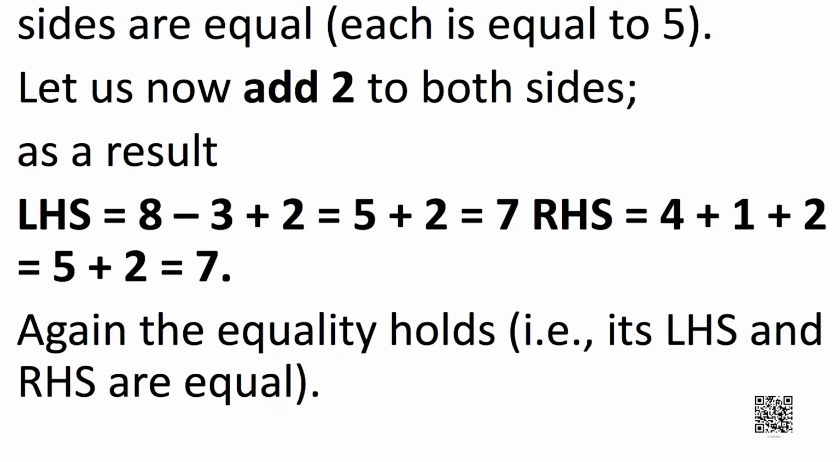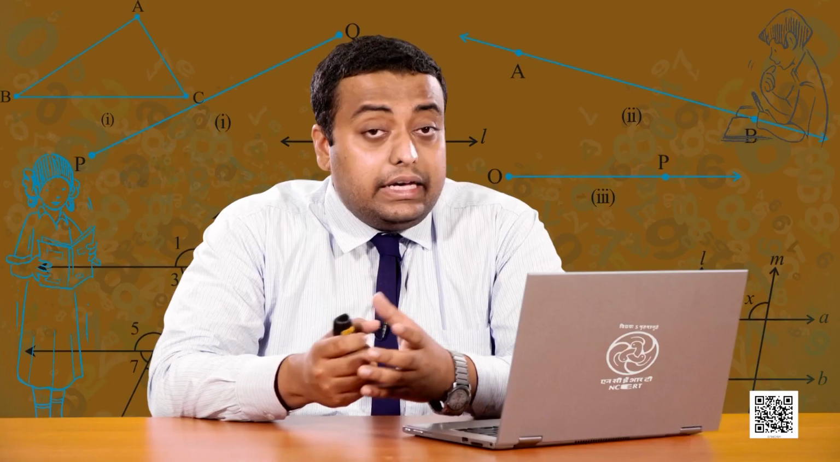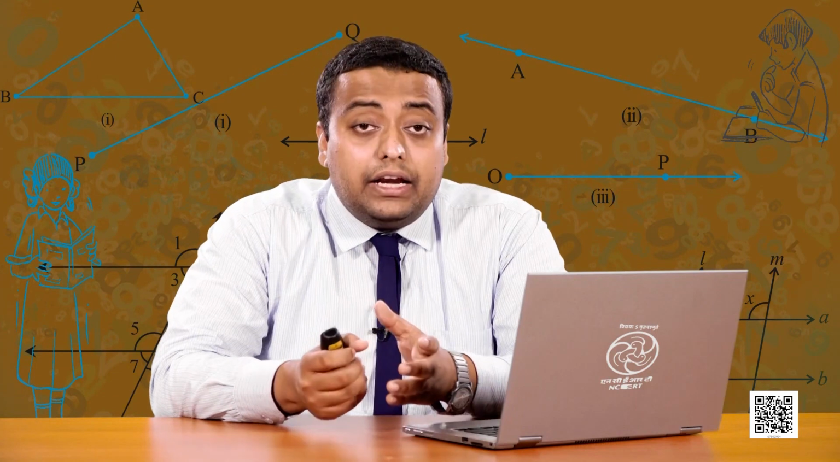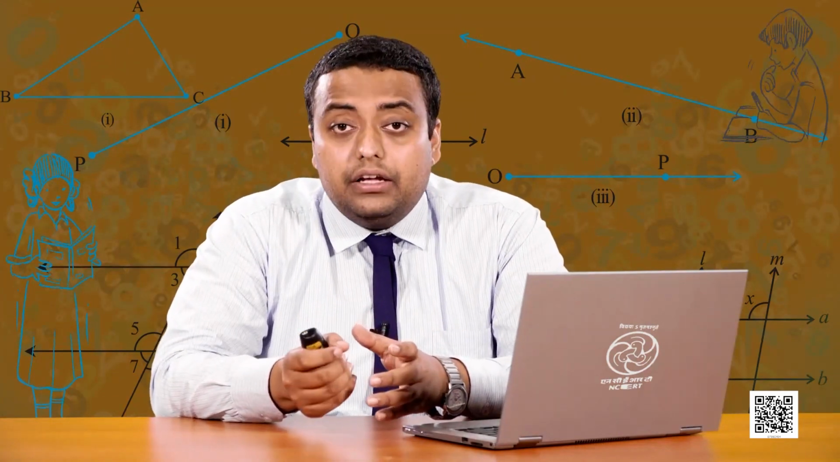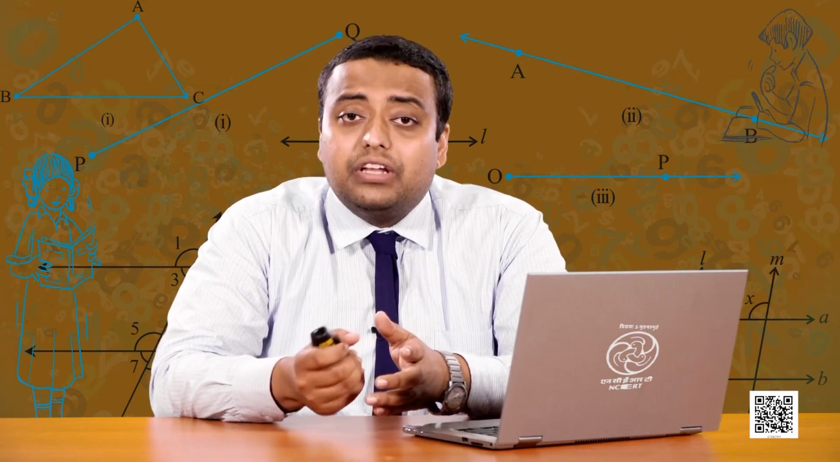Let us now add 2 to both sides. As a result, LHS will be 8 minus 3 plus 2, equal to 5 plus 2, equal to 7, and RHS will be 4 plus 1 plus 2, equal to 5 plus 2, equal to 7. Again the equality holds, that is, its LHS and RHS are equal. Thus, if we add the same number to both sides of an equality, it still holds.